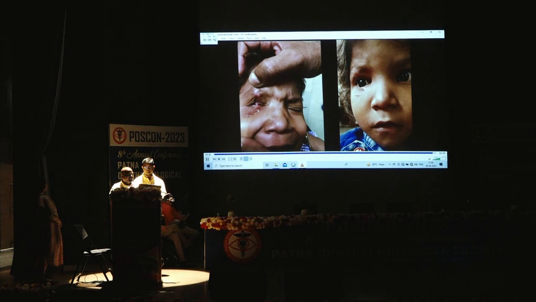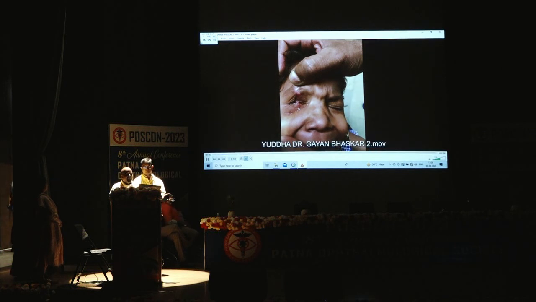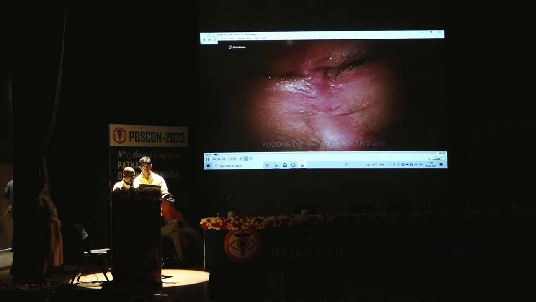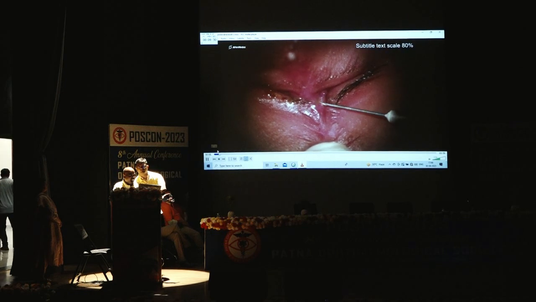On the follow-up, as you see, the patient presented to us, and after the implantation of the prosthesis, the result was satisfactory for patient and surgeon. Thank you so much for your patience.